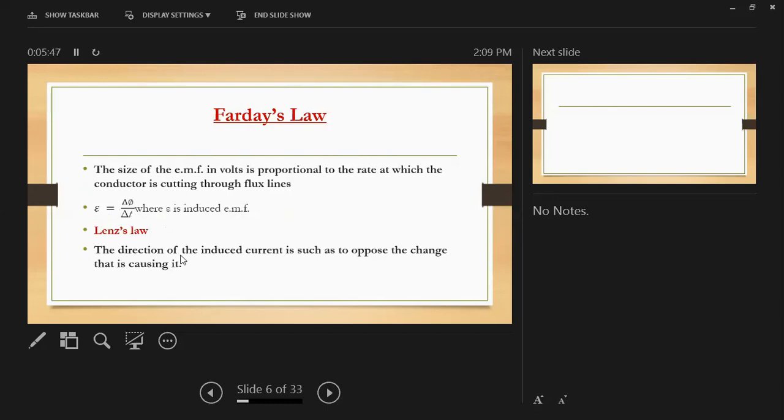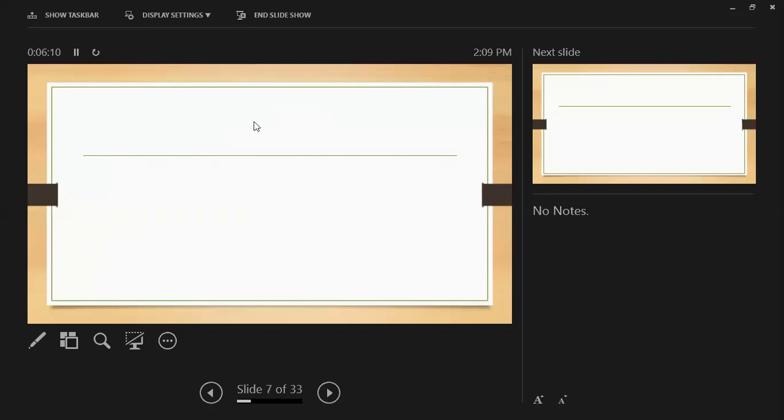On the other hand, there is Lenz's law, the second law of electromagnetic induction. This law states that the direction of the induced current is going to oppose the change that is causing it. It opposes the change. This is known as Lenz's law. Faraday's law and Lenz's law are the two laws that we need to know for electromagnetic induction.